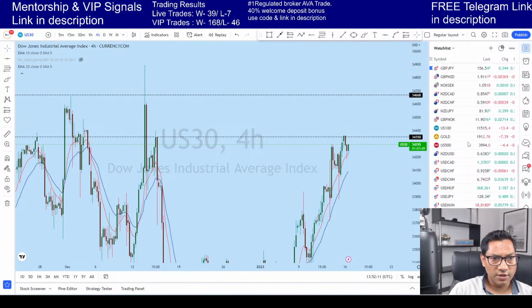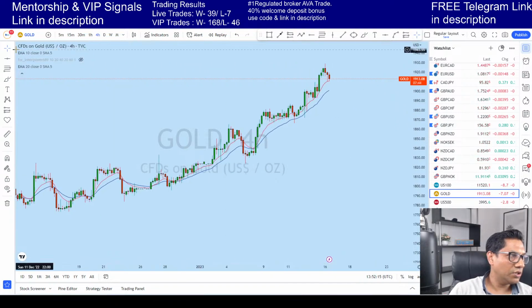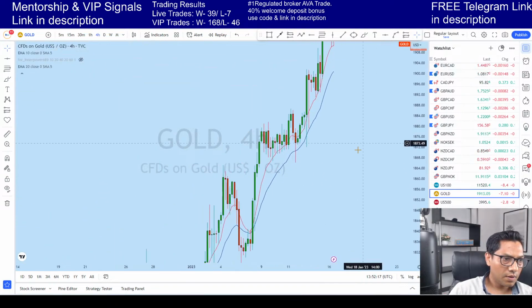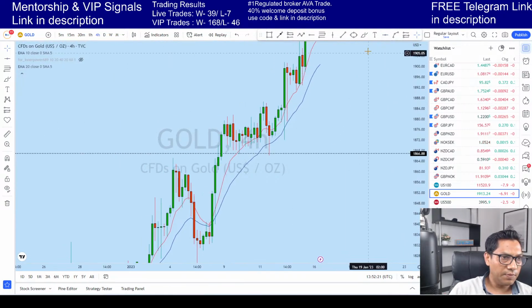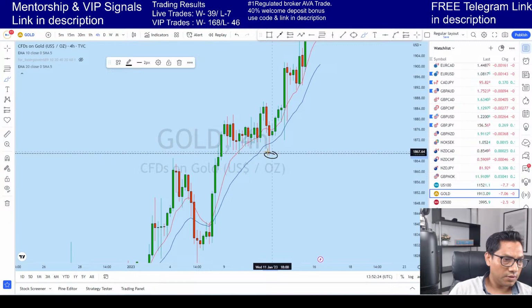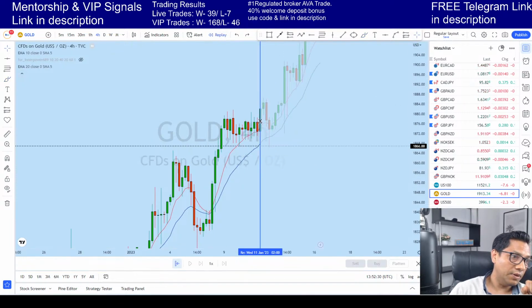So if you look at, let's say, gold price action again to see where the manipulation is, see, this is a nice manipulation. So how do you know it's a manipulation? And there is another one here. Let me replay this chart.